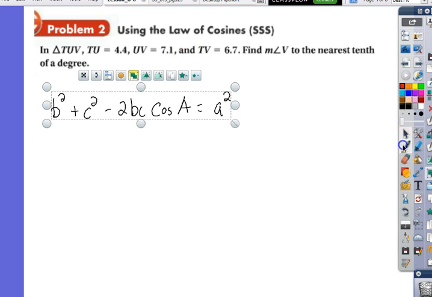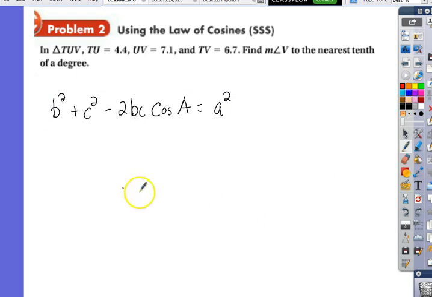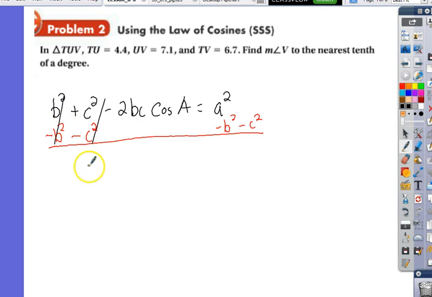So what's the first thing that has to go away in angle A? The b squared and the c squared are the things that I can undo using subtraction. Whatever you subtract from one side, you subtract from the other side. So those will cancel out and that'll leave me with negative 2bc cosine A is equal to a squared minus b squared minus c squared.